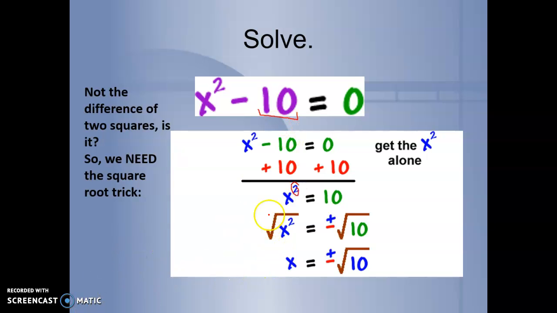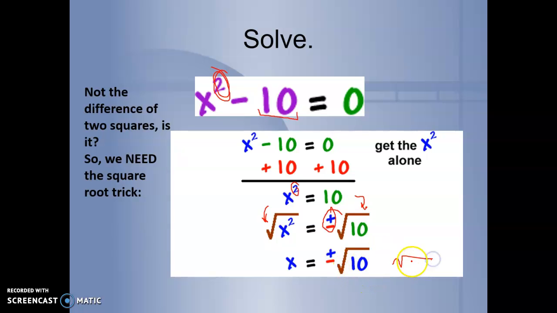Once we've got the x squared alone, we want to get rid of the squared symbol, and we do that by taking the square root. Whatever we do to one side, we have to do to the other. Again, we still have to add that plus or minus so that we get our two answers. x squared will always have two values for x. When we solve that one, we get x equals plus or minus the square root of 10. We cannot simplify that any further.